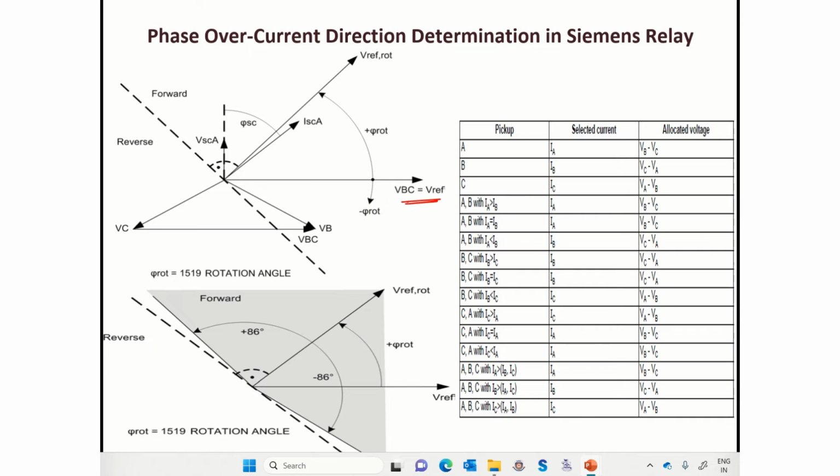For example, for R phase fault, it will be using VYB, for Y phase VBR. So if you see here, this is VSCA, the short circuit voltage of A phase, ISCA, the short circuit current of A phase, and this is the angle between these two. And then wherever my ISC comes, it doesn't matter because we have the reference VBC for A phase fault, and then the angle of rotation, that is RCA again, is this, and this is my maximum sensitivity line, and from here I have drawn plus minus 86 degree. So this is my forward region of operation.